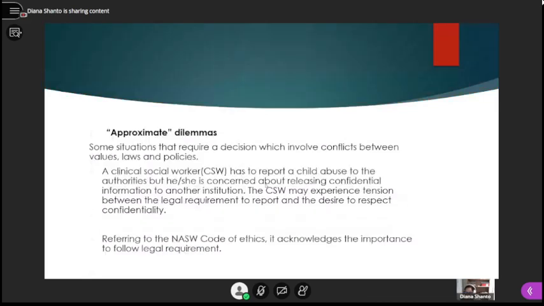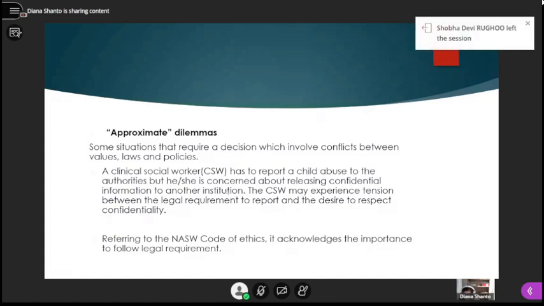Donc, was about absolute dilemma, and there is also approximate dilemma. Donc, il y a des conflits entre les values, laws, and policies. For instance, a clinical social worker has to report a child abuse to the authorities, but they are concerned about releasing confidential information to another institution. There, you have to report a case of abuse to the Ministry of Women, to the CPS, Child Protection Services. But you're worried about sharing confidential information.